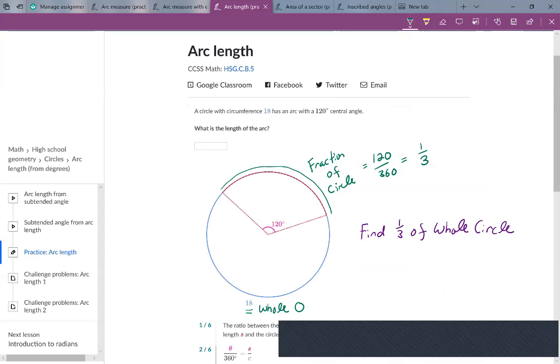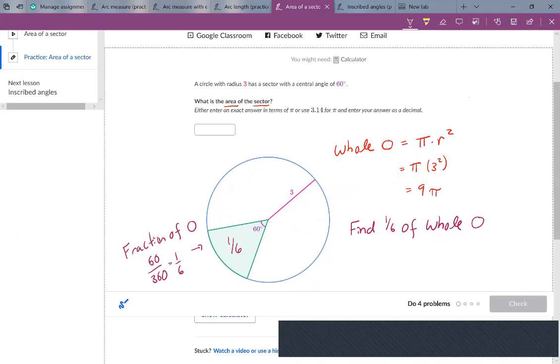The central angle is 120 degrees, and 120 out of 360 means that this piece in here is 1/3 of the circle, which means that if we want the length of the arc that's formed by the 120 degree angle, we need to find 1/3 of the whole circle, and the whole circle is 18. So we just need to find 1/3 of 18, or 1/3 times 18, or 6. And that's it.